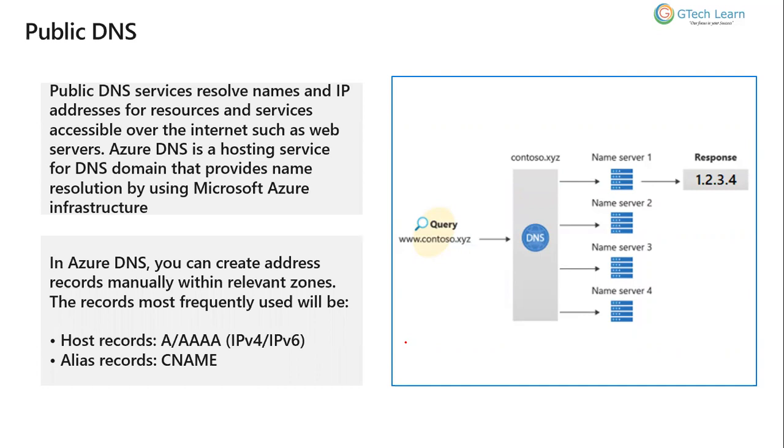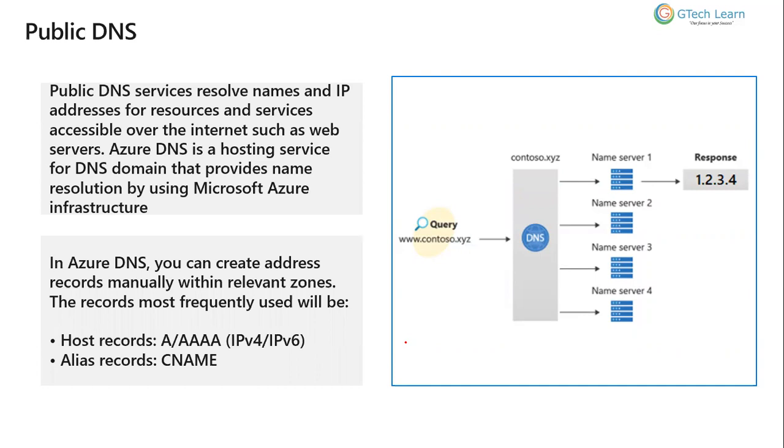But one thing we all know is that computers only understand IP addresses. So how can we remember so many IP addresses? For that, the DNS comes into the picture and helps us resolve IP addresses into names and names into IP addresses. That is the working of a DNS.